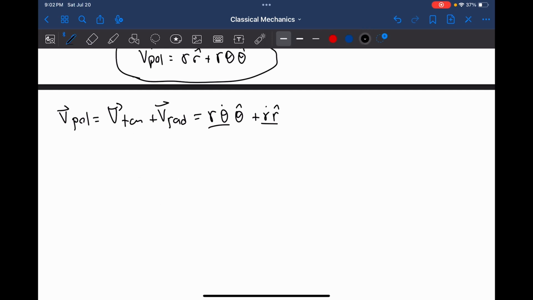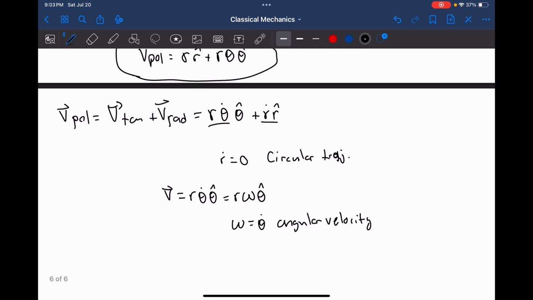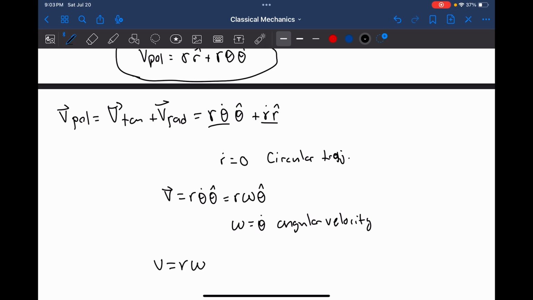Now, in the special case of a circular trajectory, we're assuming that r dot is 0. The radius isn't changing. We have that the velocity is equal to r theta dot in the theta hat, which we're going to rewrite as r omega in the theta hat. Here, omega is theta dot, and it's the angular velocity. This is an expression you're probably familiar with from intro physics, that v is r omega.